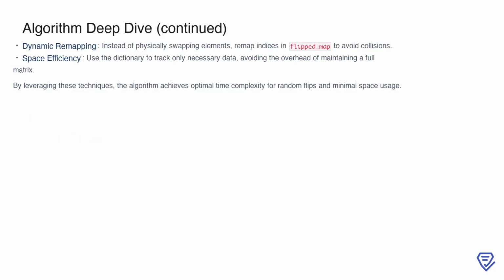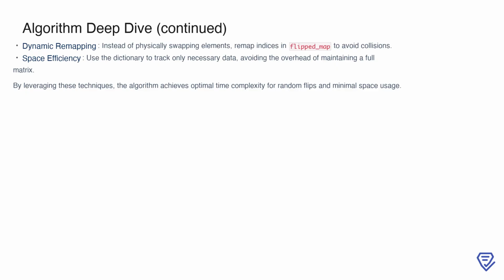The algorithm's efficiency is further enhanced by employing dynamic remapping in flipped_map. Rather than physically swapping elements in memory, we remap indices dynamically, allowing us to avoid collisions while maintaining uniform randomness. This technique is both elegant and efficient, as it eliminates unnecessary operations.